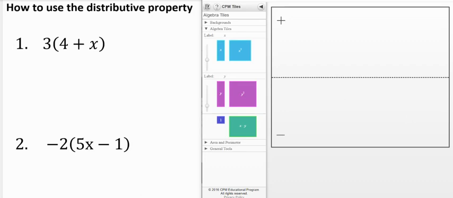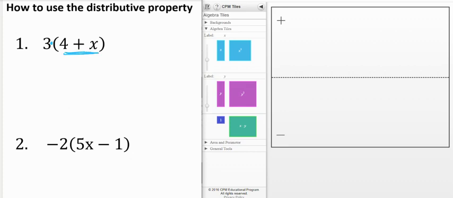In this video, we are going over how to use the distributive property. So let's solve it first using the algebra tiles. So here I have 3 and then parentheses 4 plus x. Remember that this means multiplying because there's nothing in between the number and the parentheses. So that's 3 times 4 plus x.